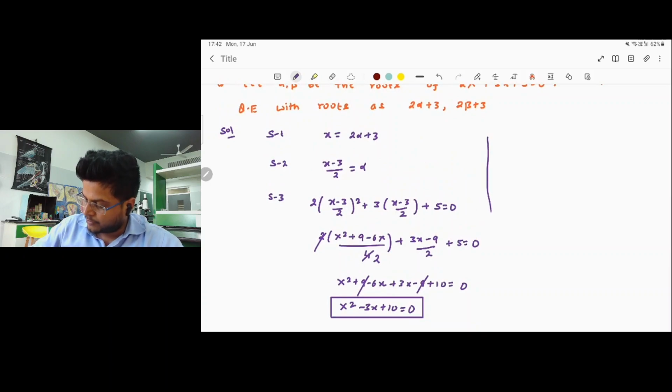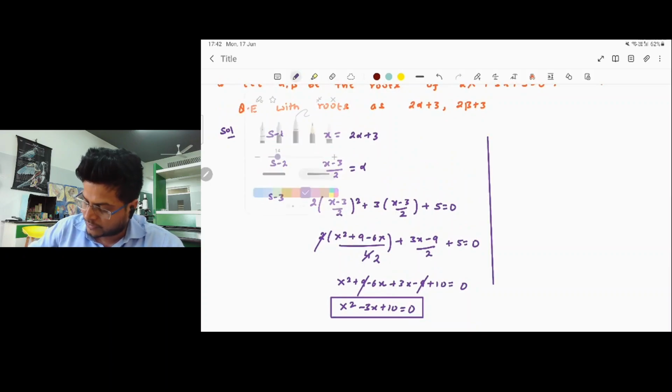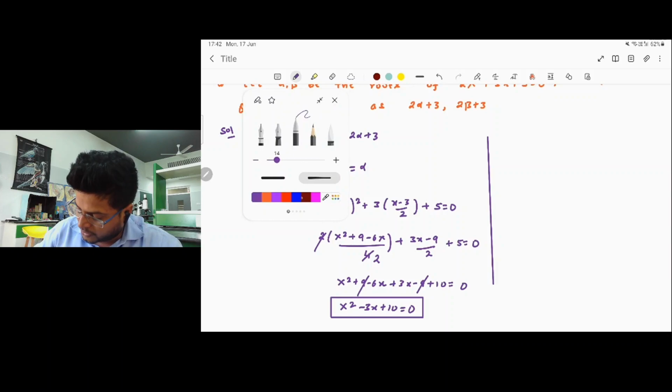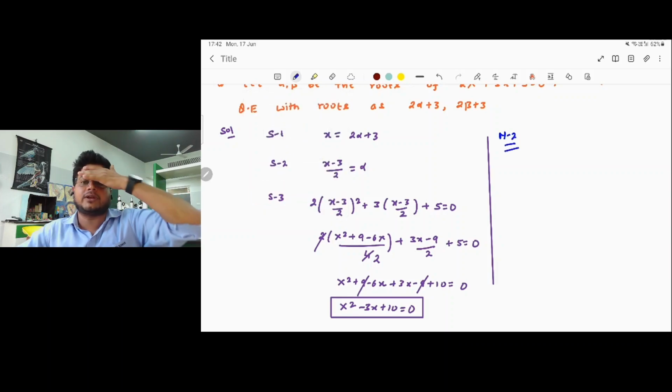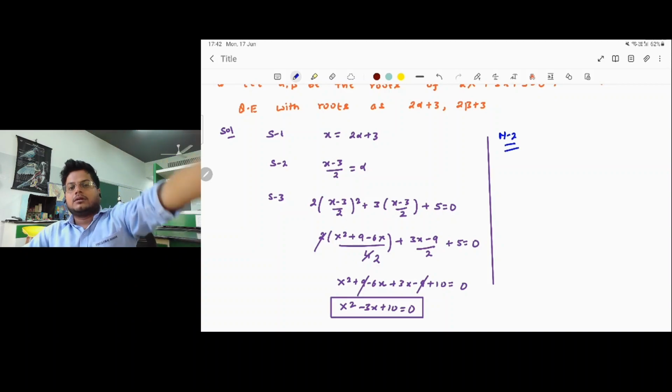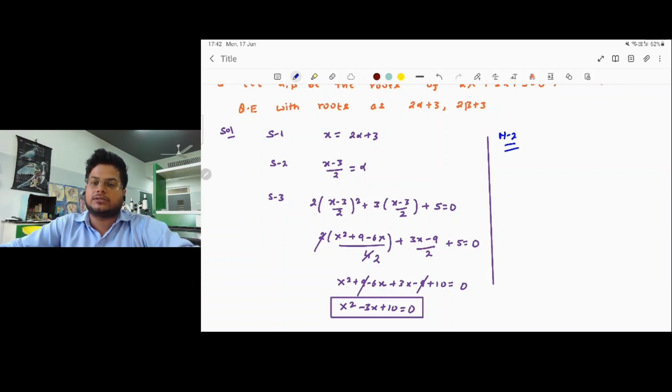Now let us do the same process by M2, method 2, which is finding the sum of the roots and the product of the roots. I hope you are comfortable. Means what I did, I assumed that this root is equal to x. Then I found the alpha value in terms of x. And then I replaced that value in the original equation. And the obtained equation is going to be the required equation.